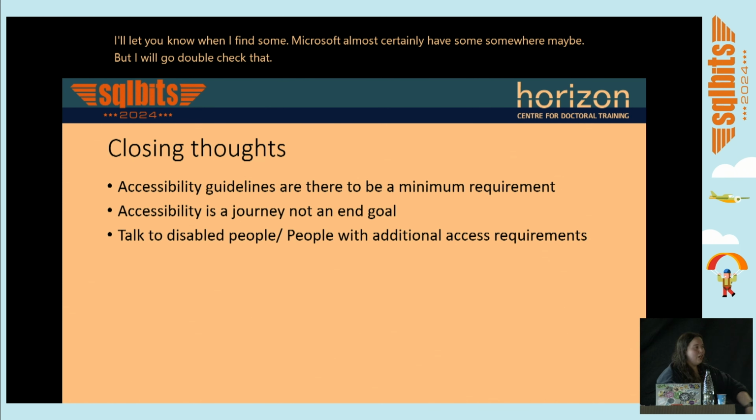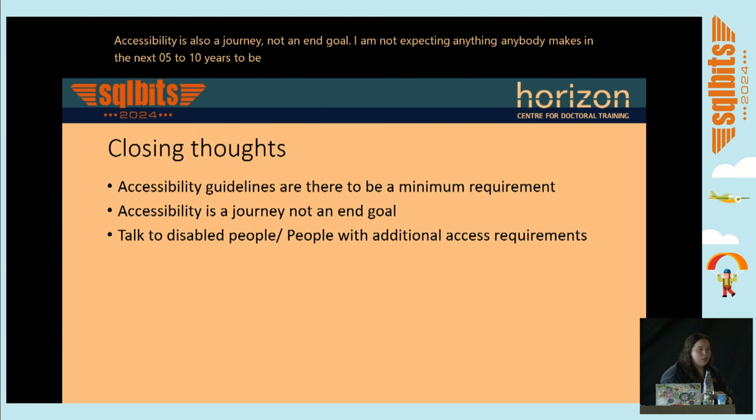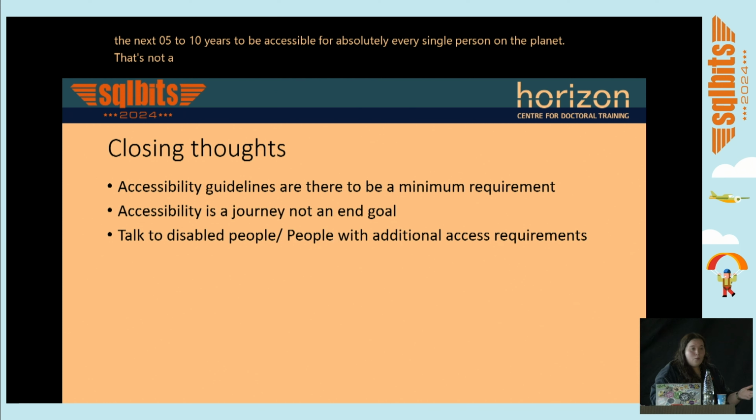Accessibility is also a journey, not an end goal. I am not expecting anything anybody makes in the next 5 to 10 years to be accessible for absolutely every single person on the planet. That's not a viable goal. What I'm asking is for you to make it more accessible to your current users. And if you get a new type of user, to work with them to make it better.